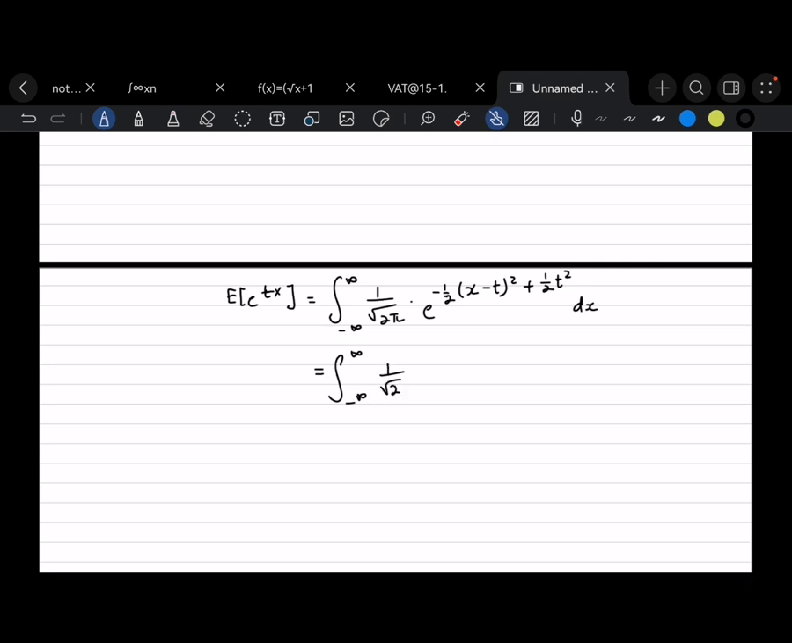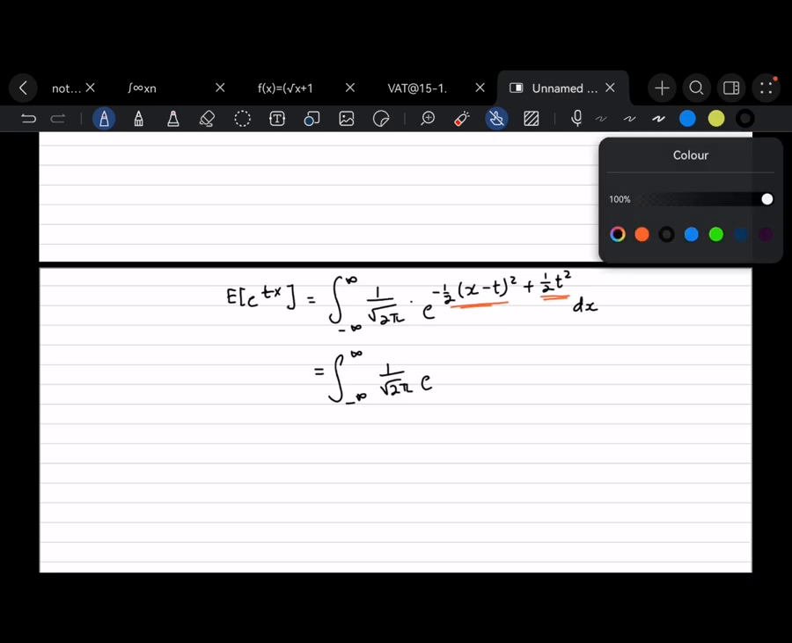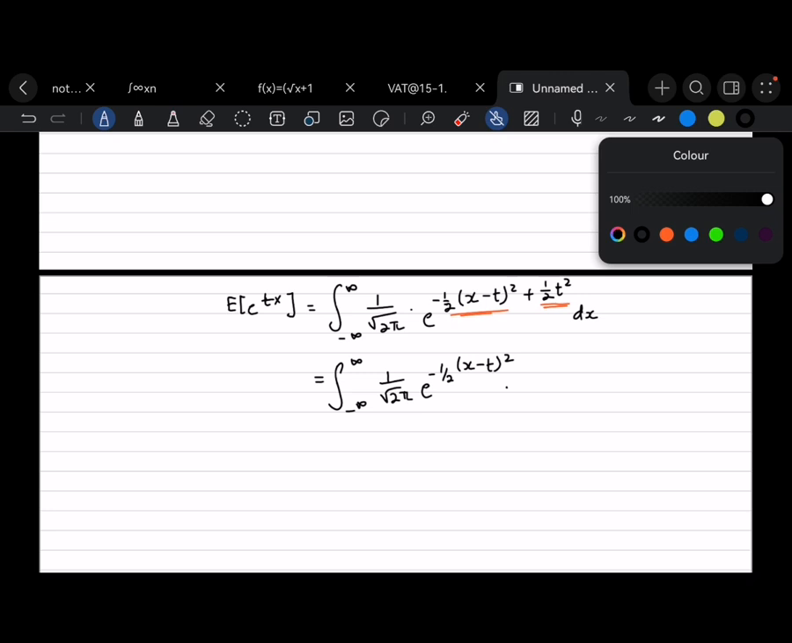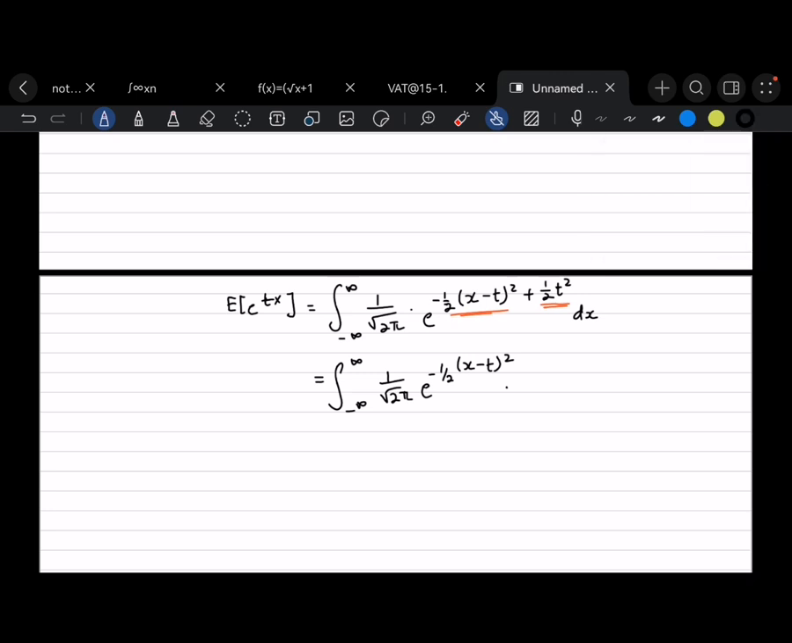You have 1 over root 2 pi. Now you wanna split these two exponents. You wanna split this exponent and this exponent, which means now you'll have two bases. So you have e to the negative half times x minus t all squared. Now I wanna have a separate base for half t squared, so I need to have another e. So I introduce a new base times e to the half t squared. So let's apply the laws of exponents to split the exponents.